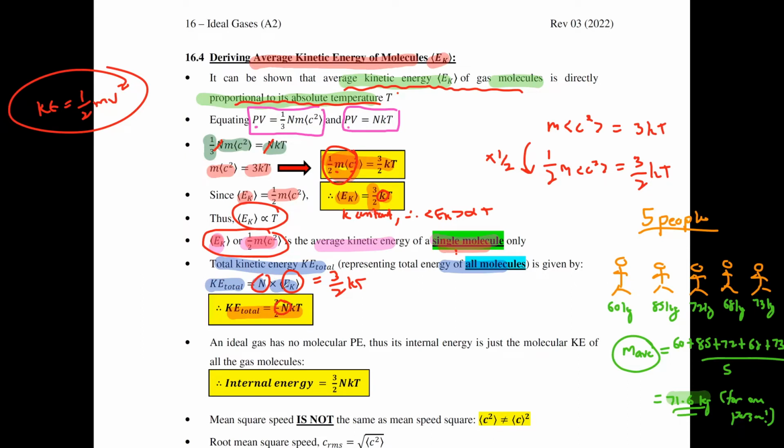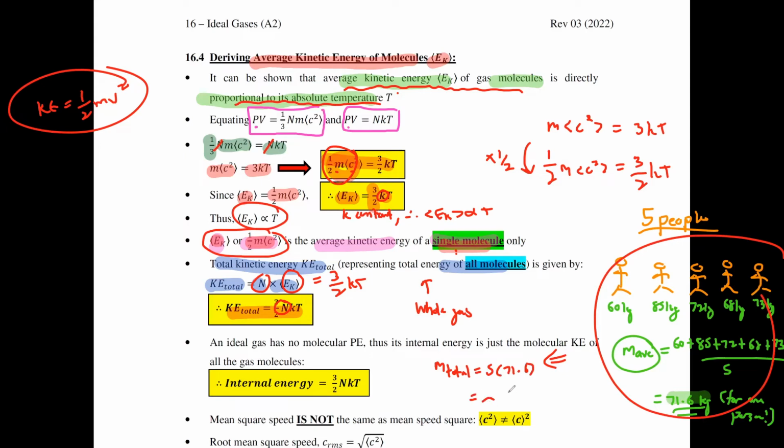When you multiply with N, you're getting it for the whole gas. Total kinetic energy represents the total energy of all molecules. This is actually talking about the whole gas. Same as this concept here. If I ask you what is the total mass, you will tell me it's actually 5 times 71.6 to give you the value of the total mass. Isn't it? Similar case here. All right. Okay, now from here, you will start to relate a little with what you learned from thermal properties.